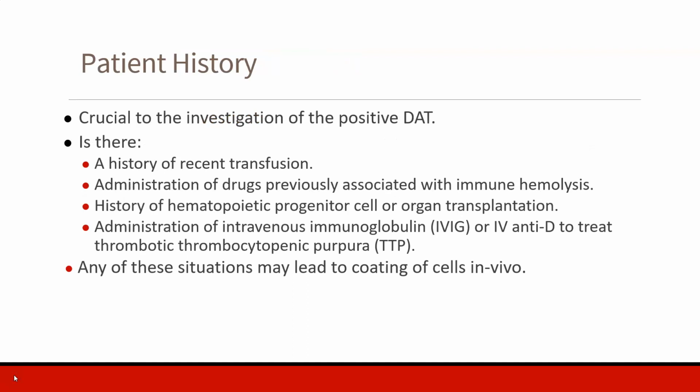The most important part of working up a patient, whether you're doing pre-transfusion testing or you have problems, is the patient's history. First thing I do when I get a cross-match, I look that patient up to see if they have previously had an antibody and to verify what their type was before. So the patient history is crucial to the investigation of the positive DAT. Some of these require calling the nurse and asking her to look this up in the chart. Is there a history of recent transfusions? Because this could be either a primary or an anamnestic response to transfused red cells.